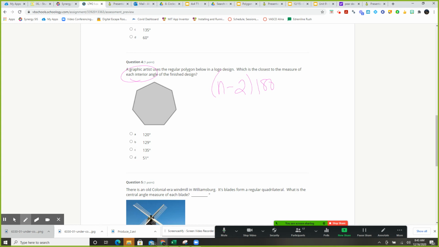So what do I do? What's the n? 7, absolutely. 1, 2, 3, 4, 5, 6, 7. So it is 7 minus 2 times 180. This is going to be a decimal, I think. So it says closest. You're going to have to round.